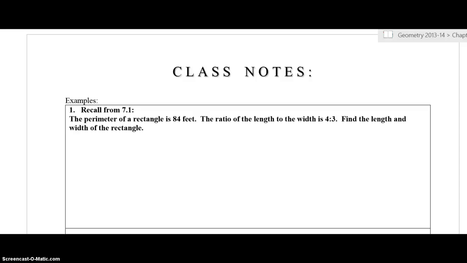Notes today, we are going to first refer to section 7.1, and we're going to do an example just like what you did in your homework last night and in the notes from last night, because I want to show you how this example is different from the example that we're going to do today.